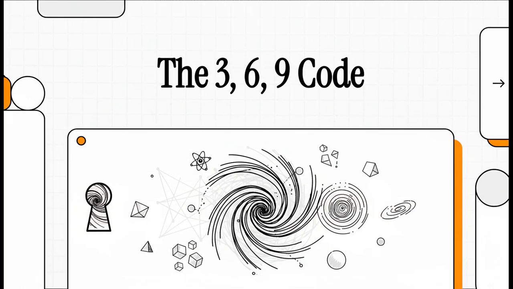Have you ever felt like there's some kind of hidden language to the universe? You know, a secret code running everything behind the scenes? Well, today we're going to dive into a really fascinating theory that says, yeah, there is. And it all boils down to three very specific numbers: 3, 6, and 9.